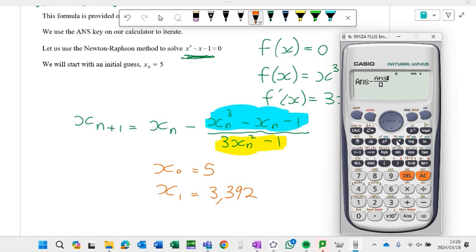I've got 5. I put 5 in. I'm just going to show you that we're going to get that first one. Minus answer minus 1 over 3 lots of answer squared minus 1. So the answer at the moment is 5.